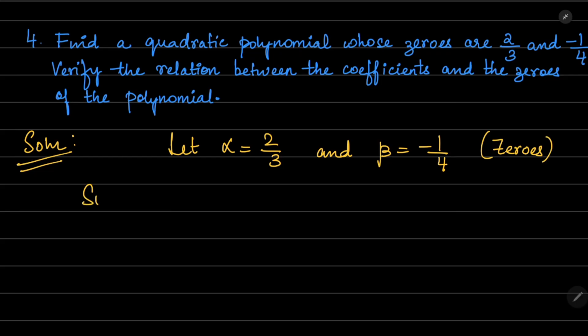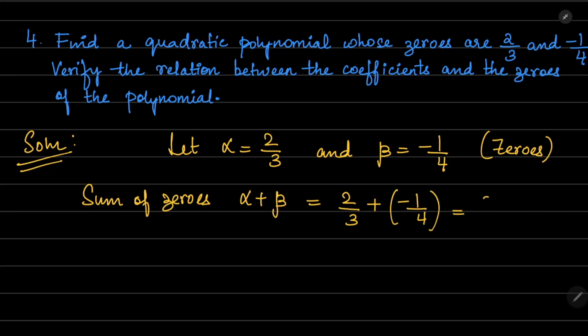Let us calculate the sum of the zeros, which is alpha plus beta. Let's add it up. So 2 by 3 plus minus 1 by 4, which is nothing but 2 by 3 minus 1 by 4, right? So your LCM will be 12. So 3 into 4, 12.